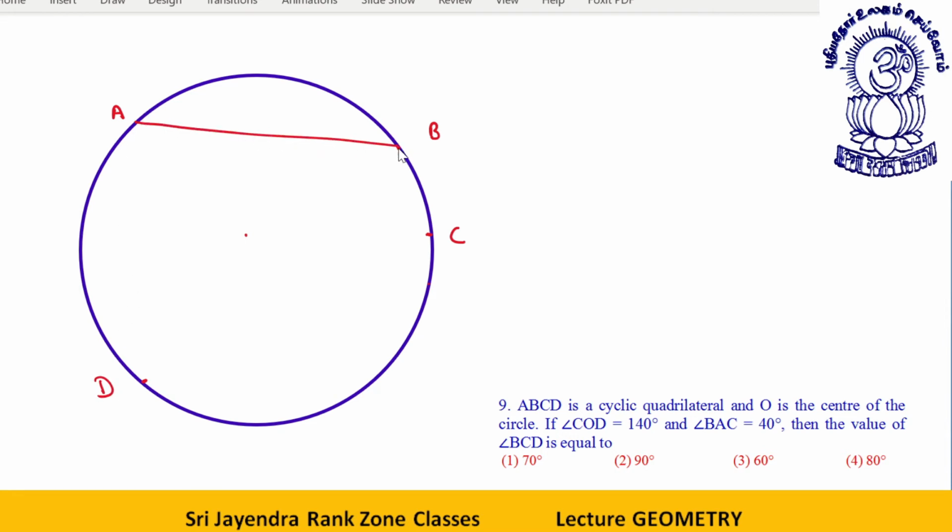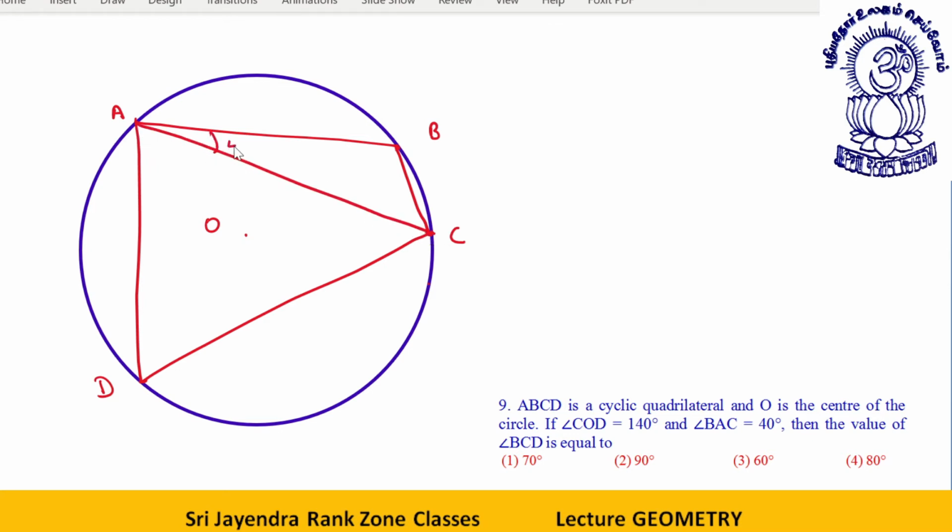A, B, C. I join this D. A cyclic quadrilateral. O is the center of the circle. Angle BAC, this angle, is equal to 40 degrees. Angle COD, this angle, is equal to 140 degrees. Then the value of angle BCD is, you have to determine this angle.